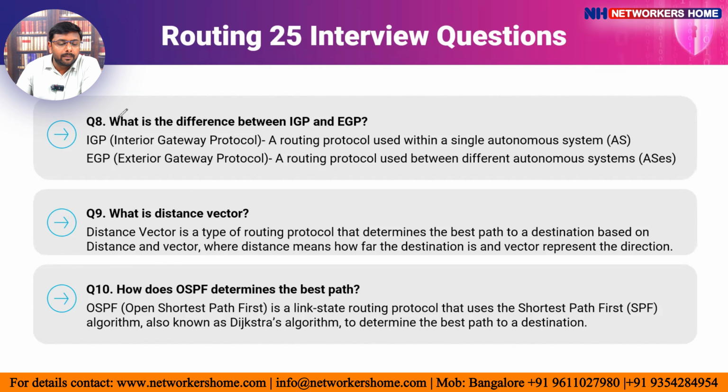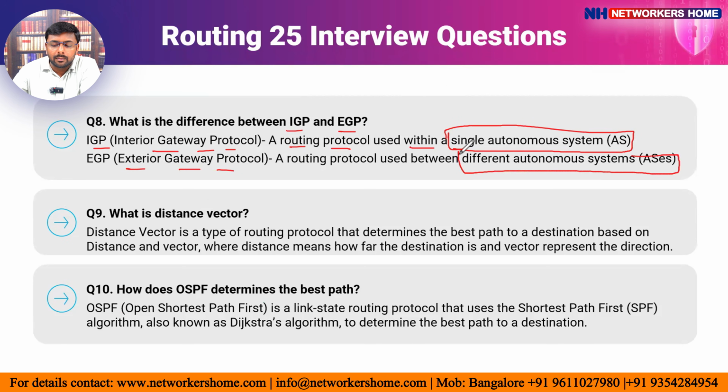Next, the eighth question. I told you that dynamic routing has been divided into IGP and EGP. So there can be a question: what are the differences between IGP and EGP? IGP stands for Interior Gateway Protocol, a routing protocol used within a single autonomous system. Then it is called an IGP. EGP is the Exterior Gateway Protocol, a routing protocol used between different autonomous systems. So within the same autonomous system, it is IGP. Between different autonomous systems, it is EGP.